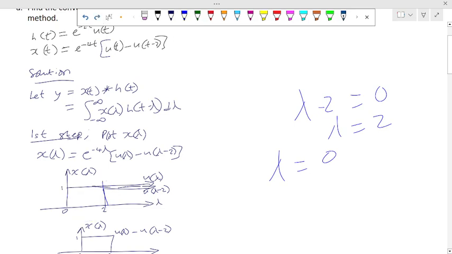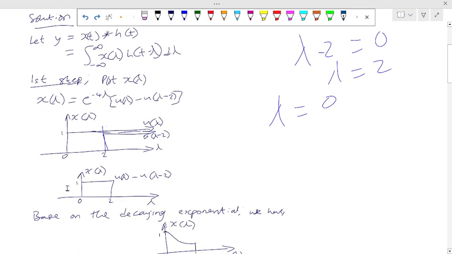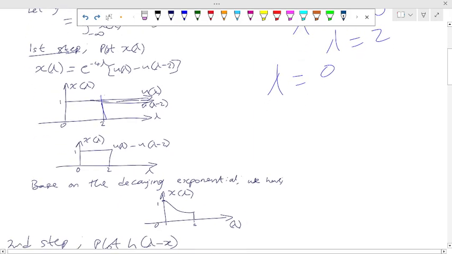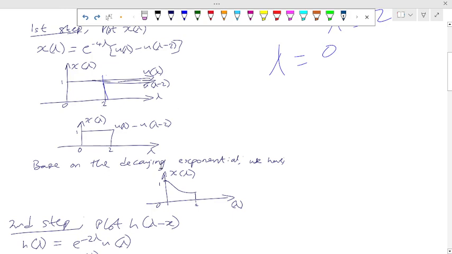So both of them together give us the range 0 to 2. Based on the decaying exponential, between 0 and 2 we just have this box here. But the exponential has a negative exponent, so it is decaying, it is reducing. So instead of a square or rectangle, I'm going to draw it with a curve because of the decaying exponential. We have plotted x of lambda.